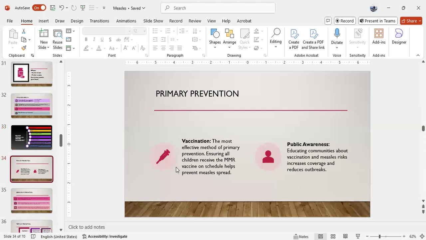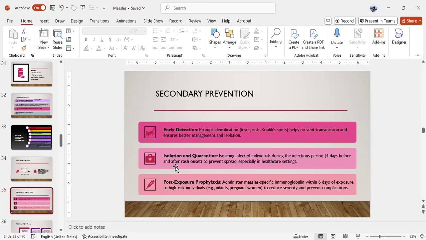Primary prevention for measles involves vaccination. That is the most effective method. Ensuring all individuals receive the MMR vaccine on schedule helps prevent measles spread. And then public awareness. Educating communities about vaccination and measles risk increases coverage and reduces outbreaks.